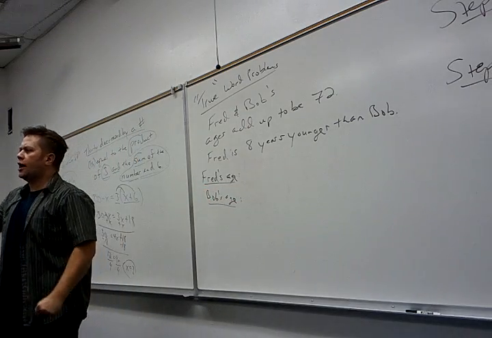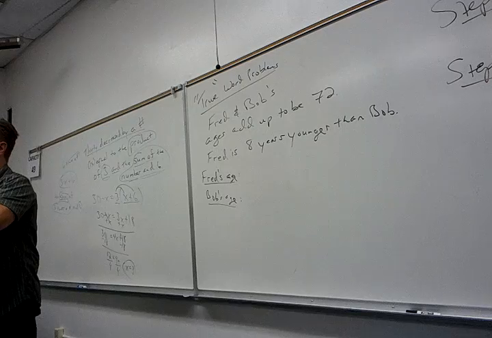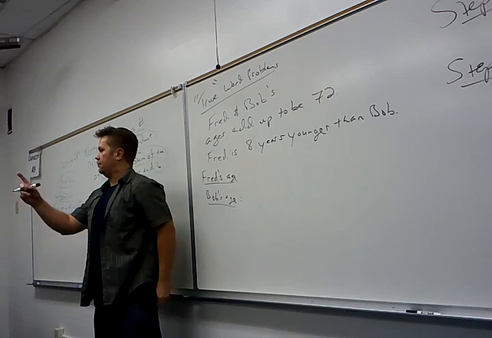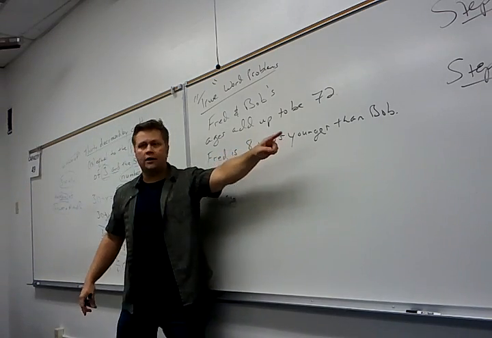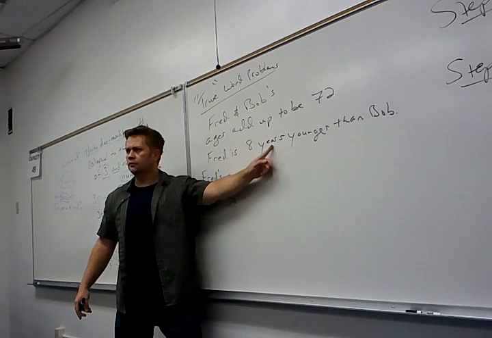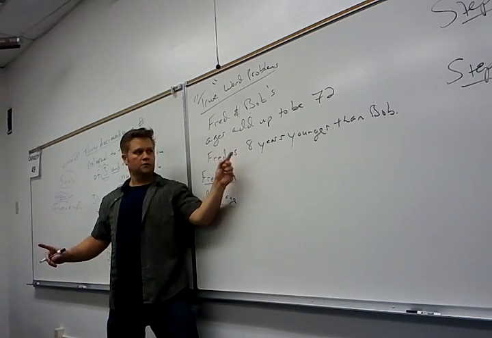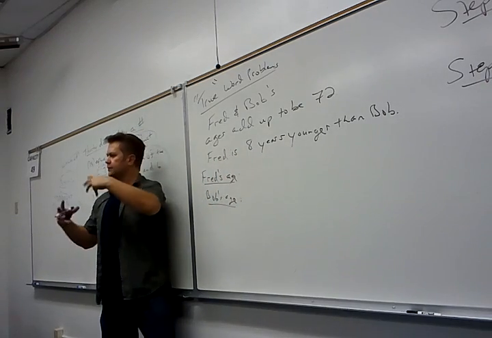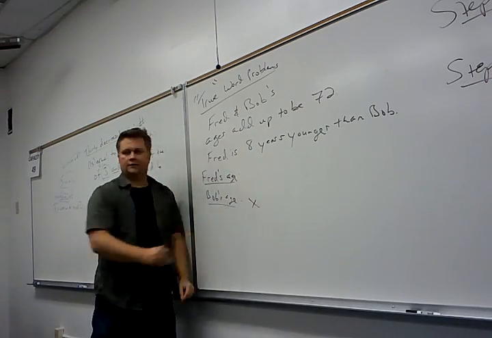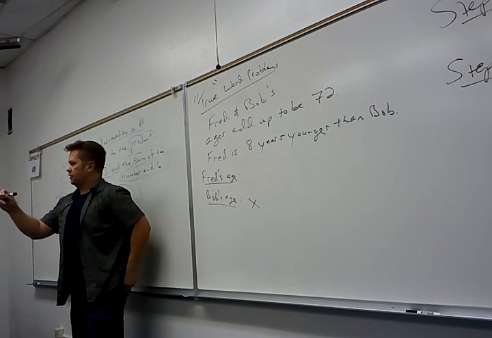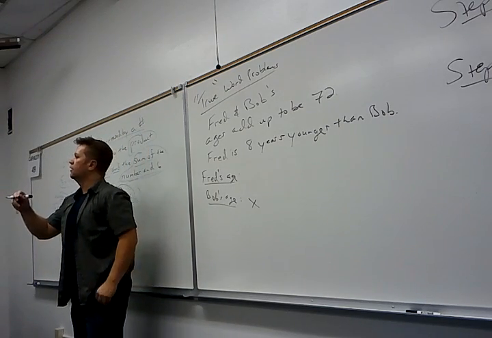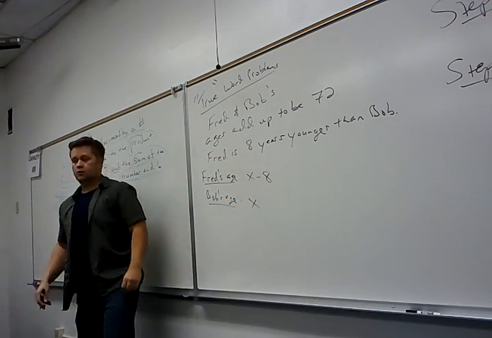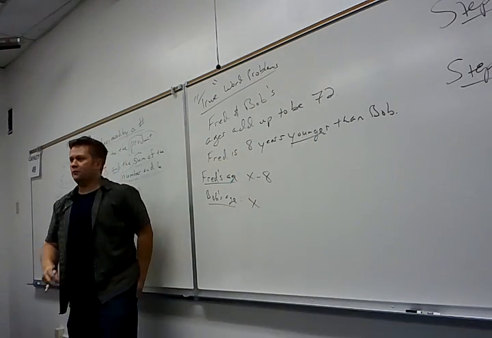So which one of them should I call X? Because the other one has to do something to that. Which one of these guys' ages should I know first? Bob. If I knew how old Bob was, I could just subtract 8 from it to get Fred, right? You guys see how to see that? So Bob must be X. And then Fred must be 8 years younger. X minus 8. Younger. Don't make poor Fred suddenly older.